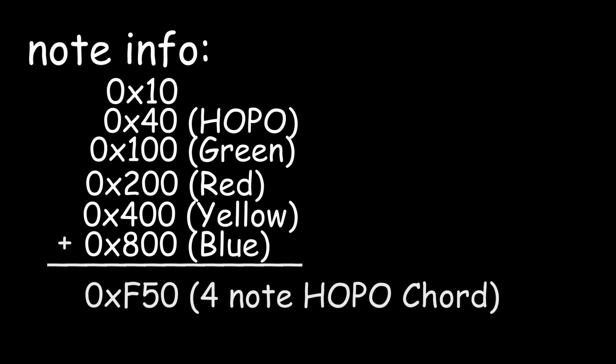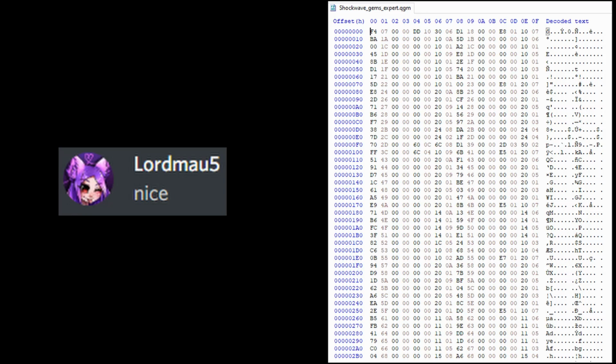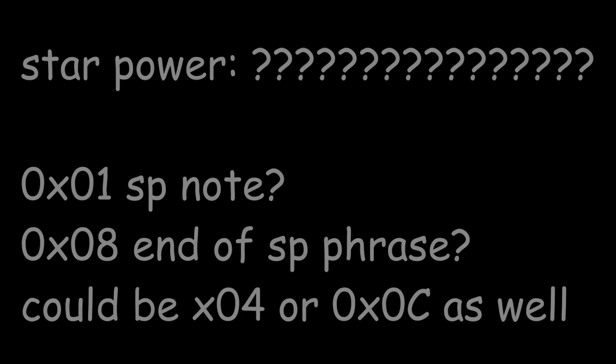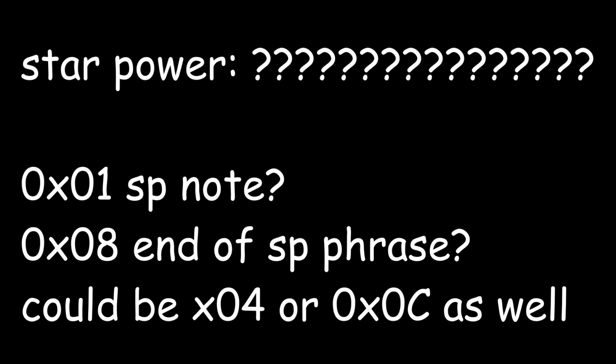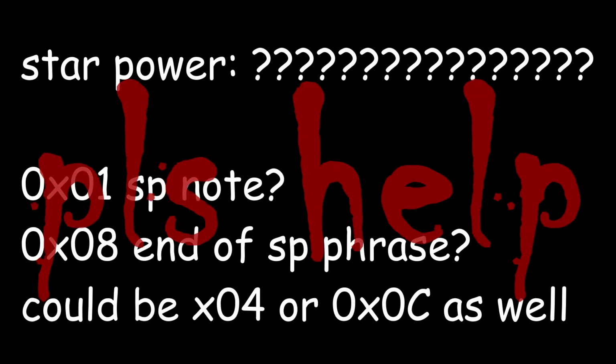I figured out these values with the help of LordMao5, and also looking through the hex data of a decompressed version of Shockwave. Star power is also contained in this note property, but I'm not sure what the values are supposed to be for it. It's either 0x01 or 0x08, and then you add another value to indicate that it's the end of a star power phrase. This is really what needs some research effort.